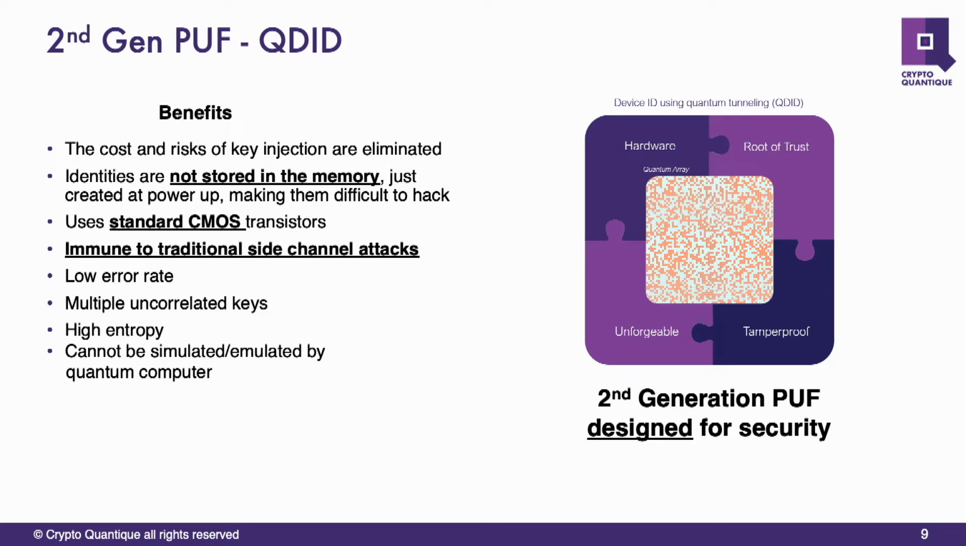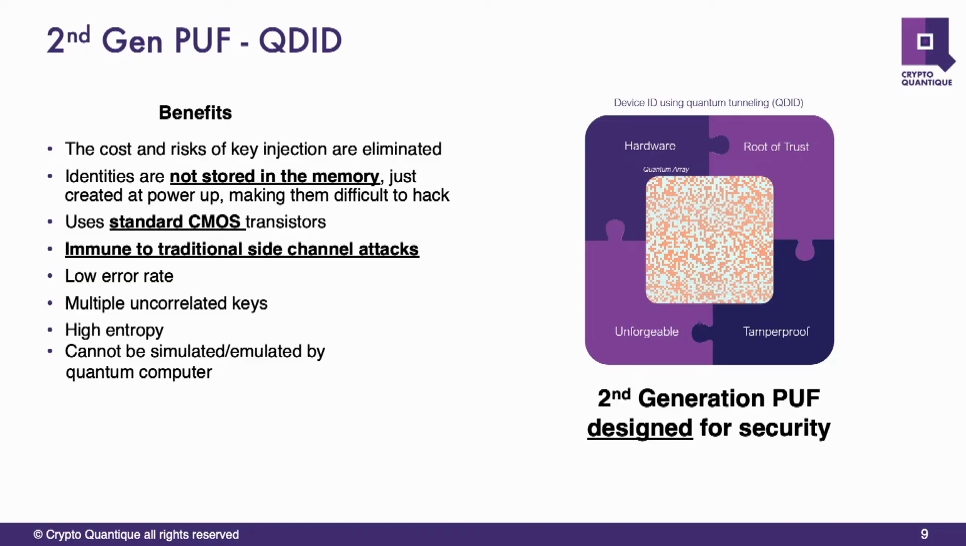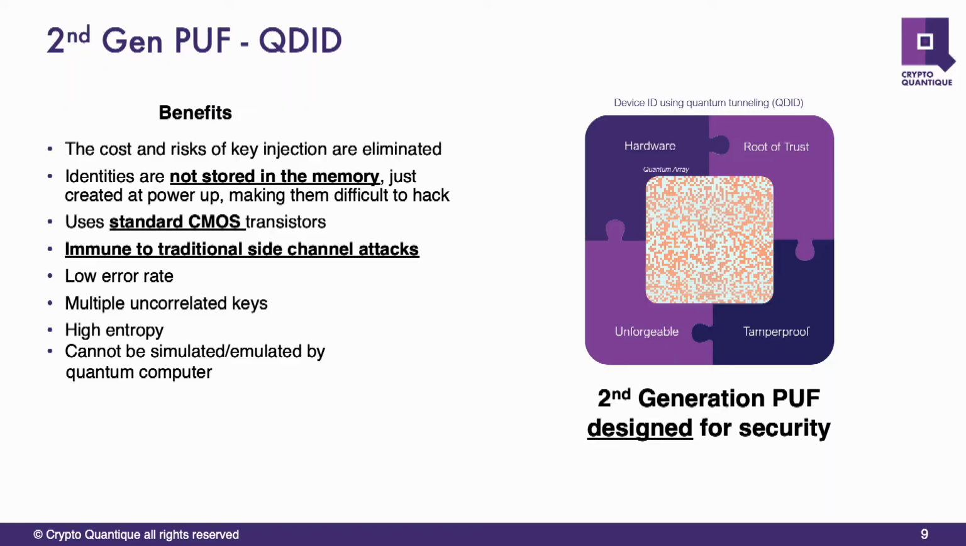multiple uncorrelated keys. That's unlike any of the first generation PUFs. So you can get multiple keys which could be used for different applications. Typically, we use one of them to represent the identity, another to be used for downloading encrypted firmware onto a bare metal device. Again, that helps with not having to trust third parties when they're injecting your firmware while building your boards. And it's very high entropy because it's based on a quantum effect, of course.